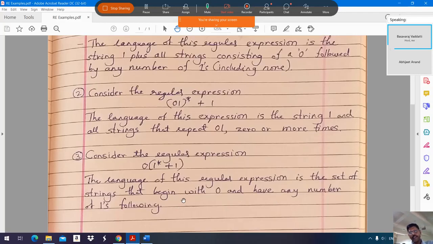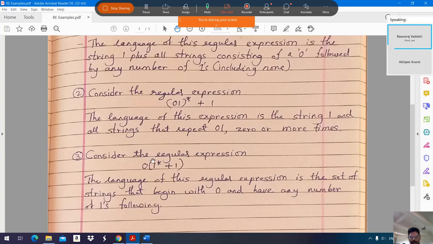Am I correct here? Any number of ones or at least one? If I pronounce it as any number of ones, it is 0, 1, 1, 1, 2 ones like that. Is this interpretation correct, or do you want to say at least one 1? Anybody would like to say here? I have written the language of this regular expression as the set of strings that begin with 0 and have any number of ones following.